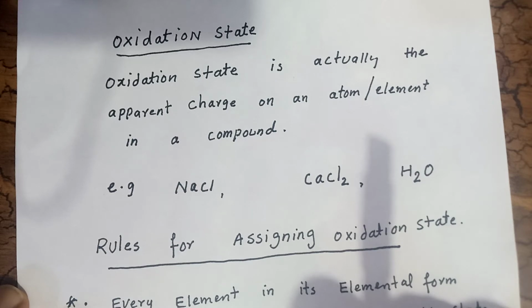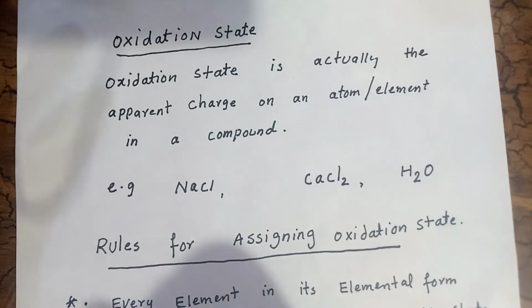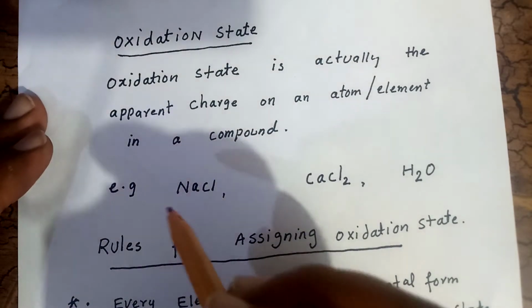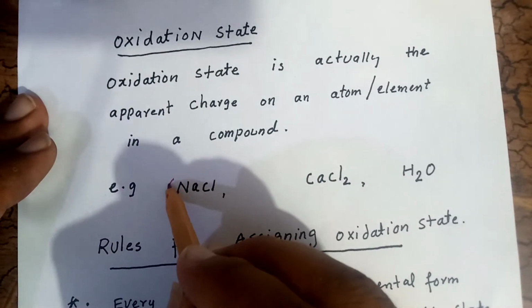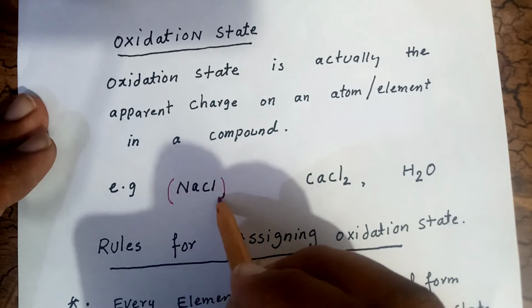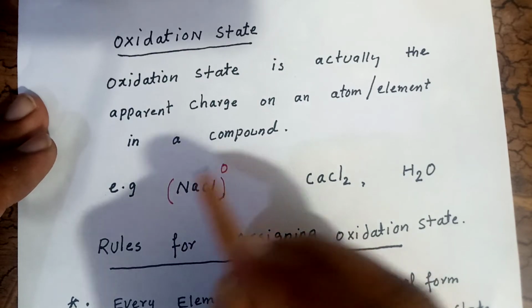Oxidation state is actually the apparent charge on an atom or element in a compound or in a molecule. Okay, so it is the charge on an atom, or we can say an element, in a compound or molecule. For example, we have sodium chloride. According to the rule, the oxidation state of sodium chloride as a whole is 0.